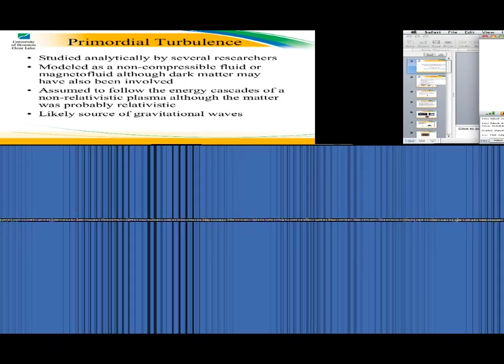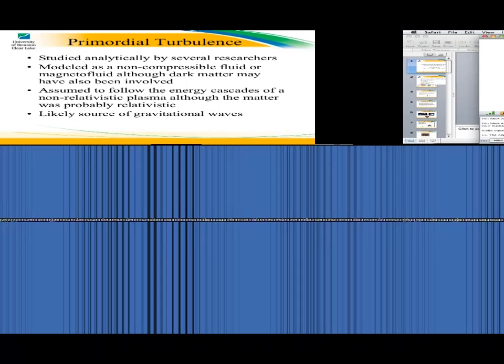And so they've typically used a non-compressible fluid or magnetofluid for their systems. They've kept it as just a one-fluid system. There hasn't been any dark matter added in any of the literature I've looked at. They've assumed that the energy cascades the same as the non-relativistic plasma, which we don't know if that's correct, of course. And they also have been able to get from all this that these are likely sources of gravitational waves, as in detectable.